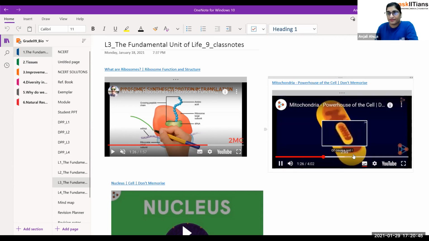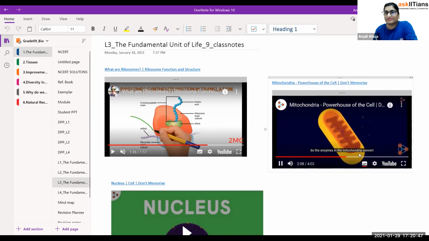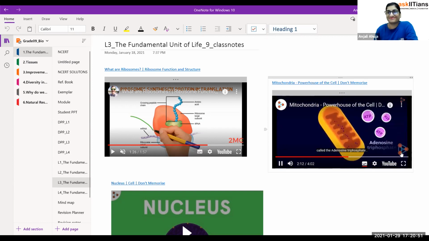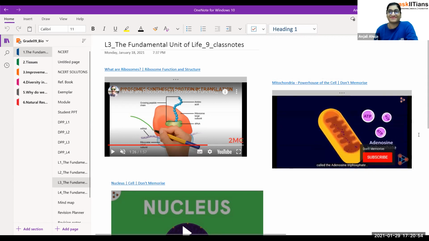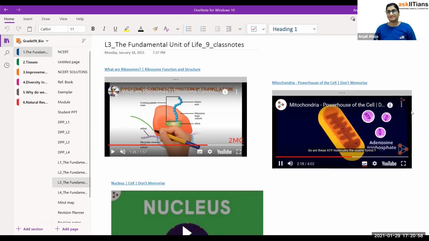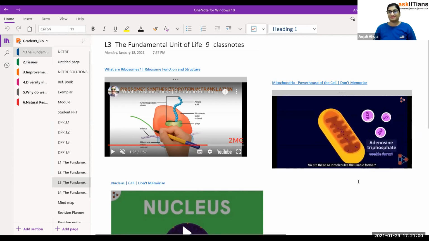The enzymes in the mitochondria convert these energy molecules into usable molecules, adenosine triphosphate. It's abbreviated as ATP. So are these ATP molecules the usable forms?